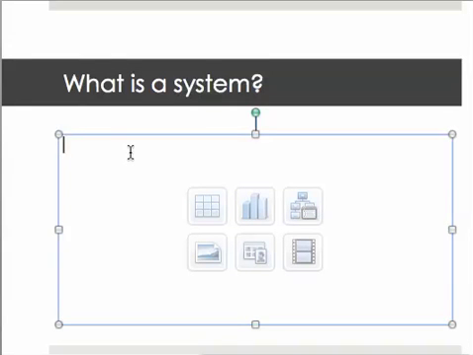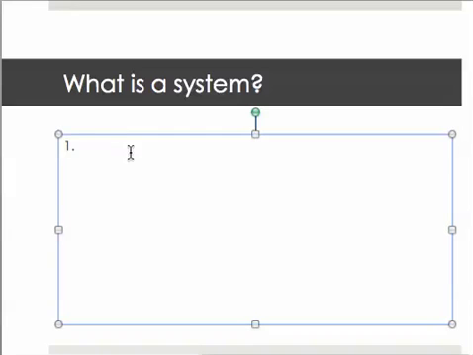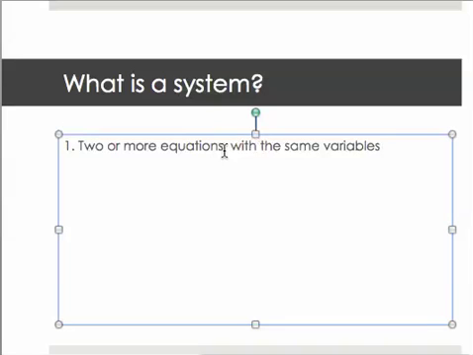And there's a couple of different ways we can think of systems. So the first way I want you to think of it is a system is two or more equations with the same variables. Okay? Two or more equations with the same variables. Another way you can think of equations is graphs. So if you're looking at a graph, there's two lines on it or more. We're just going to be dealing with two though.